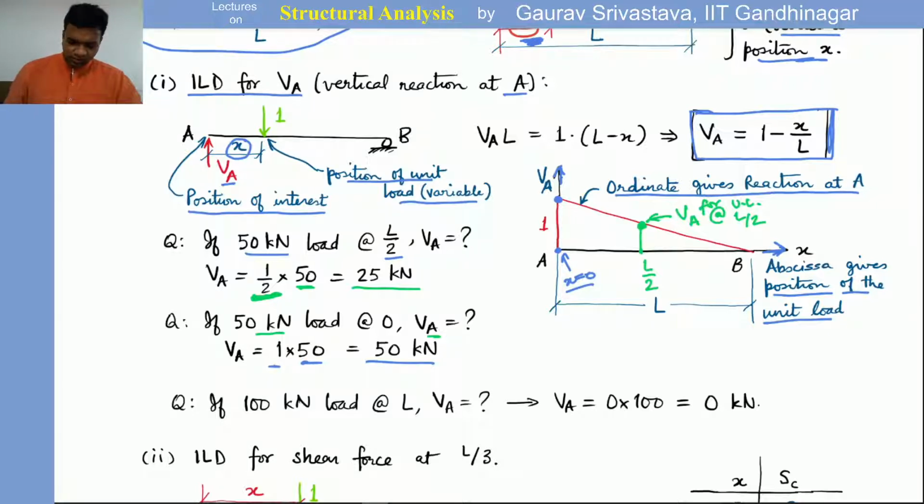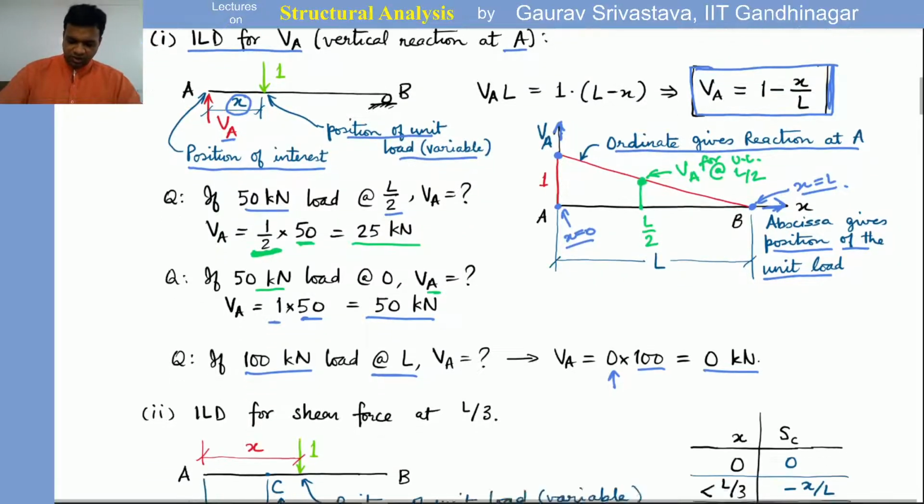Similarly, we may ask what if a 100 kilonewton load is acting at L, which is at point B, then what is VA? Again, we can go to point B, which is x equal to L. When the unit load is applied there, the VA for unit load is 0. So 0 times the applied load, 0 kilonewton.